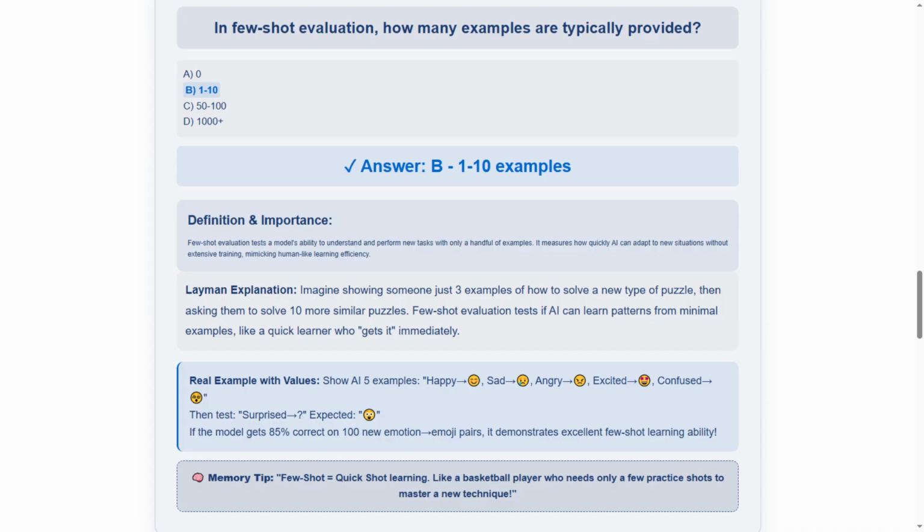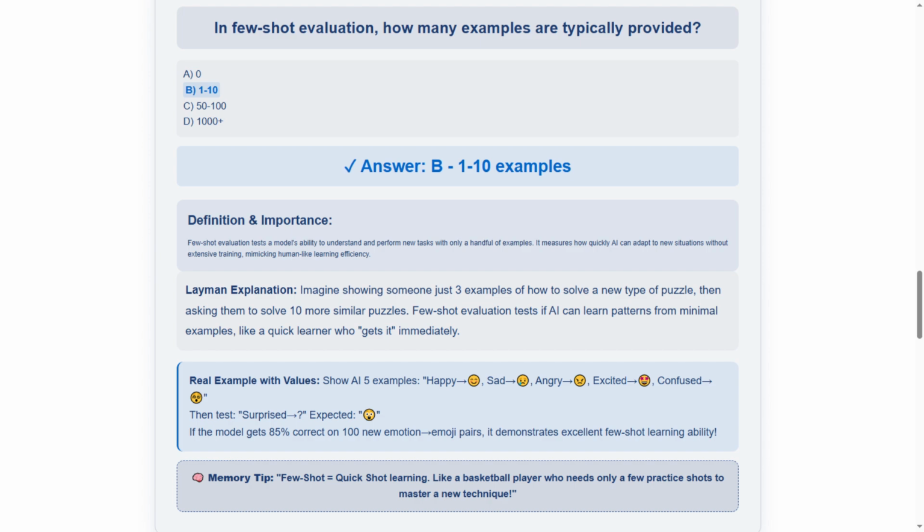Here's the complete definition and importance. Few-shot evaluation tests a model's ability to understand and perform new tasks with only a handful of examples. It measures how quickly AI can adapt to new situations without extensive training, mimicking human-like learning efficiency. In essence, it's rapid learning assessment. The layman explanation goes like this. Imagine showing someone just 3 examples of how to solve a new type of puzzle, then asking them to solve 10 more similar puzzles. Few-shot evaluation tests if AI can learn patterns from minimal examples, like a quick learner who gets it immediately. It's about instant pattern recognition.